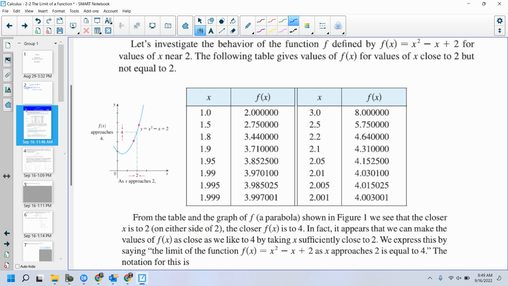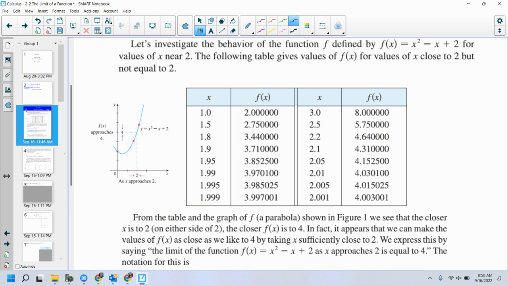Now, we looked at just the plain old x squared. Now let's take a look at x squared minus x plus 2. We know the y-intercept is up 2 units. We know it's still a quadratic, so we know it's U-shaped. This is the diagram down below, to the left of the table. So what if I wanted to find the values near 2? Not at 2, but near 2.